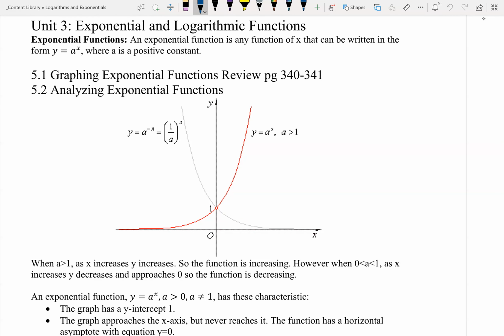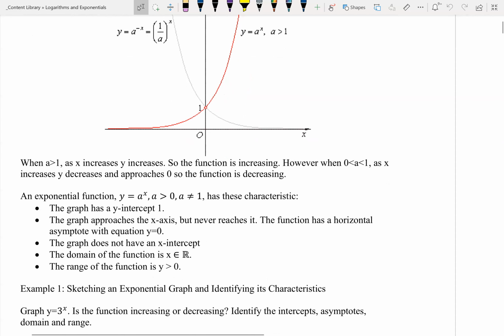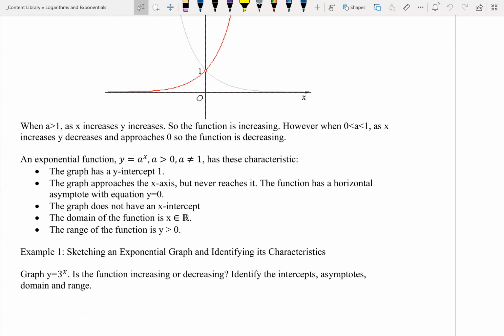So when a is greater than 1, as x increases, y increases. So the function is increasing when your base is larger than 1. If your a value is a proper fraction between 0 and 1, this means that as x decreases, y decreases as it approaches 0, so the function is decreasing. Here are some characteristics I want you to remember about exponential functions.